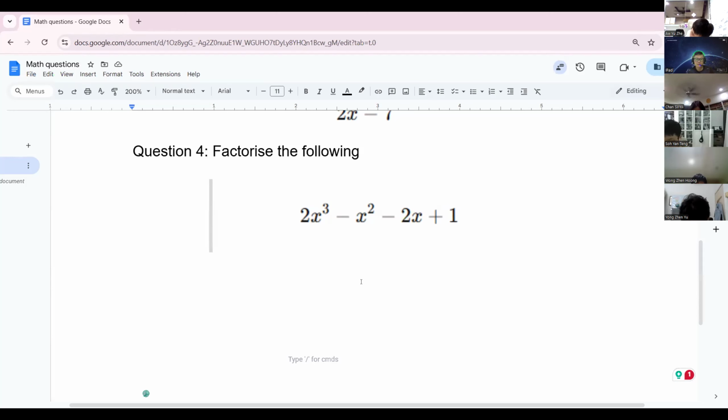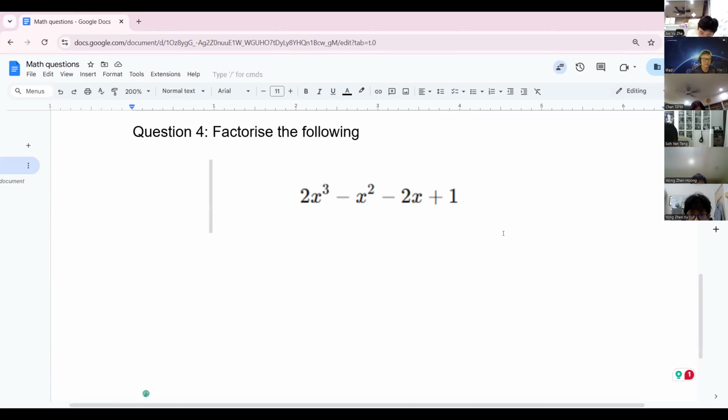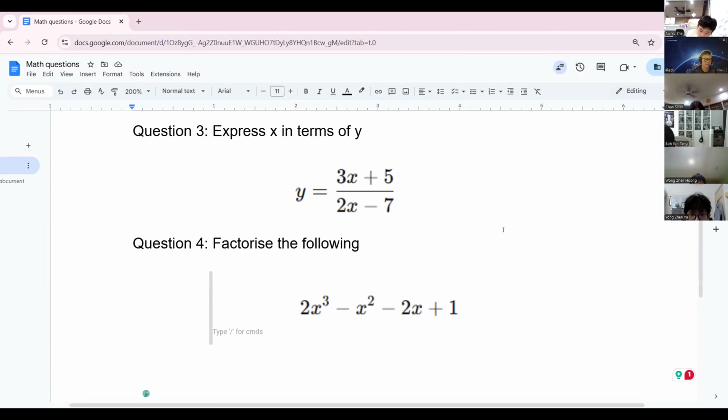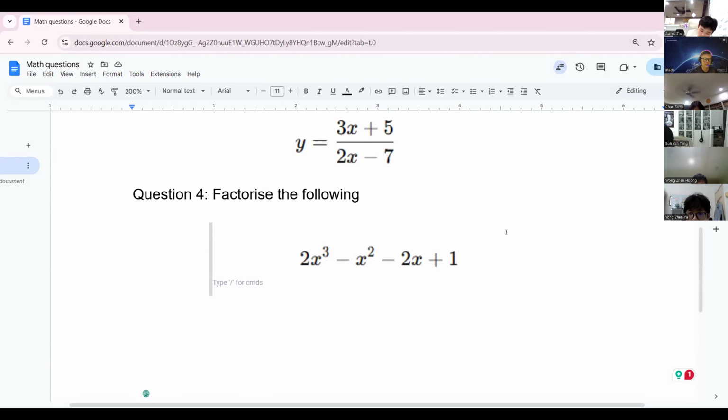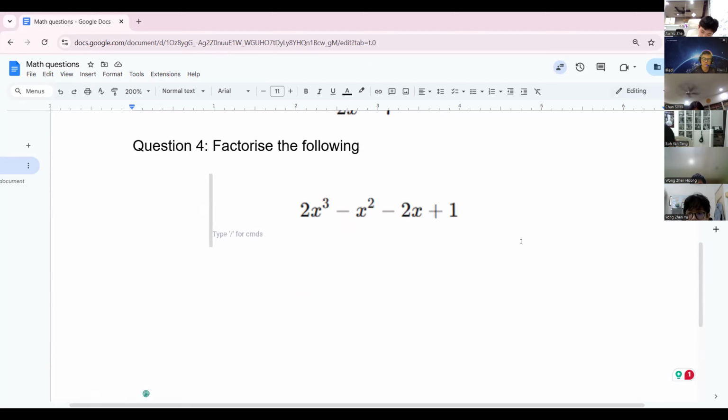So Junkai, is this place enough for you or do you want to swap to the other side? I think here is okay. No problem. Teacher, this one I'm scared I explain wrong. So if I explain wrong, you tell me. Okay, sure, no problem.